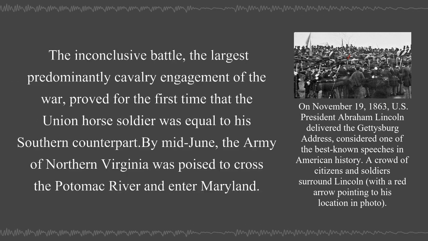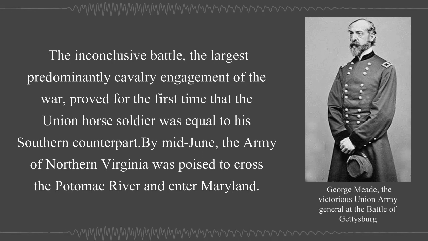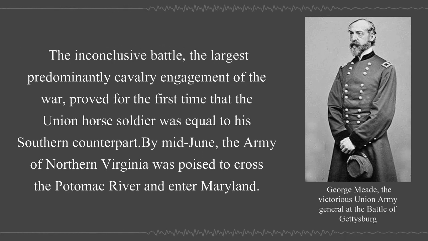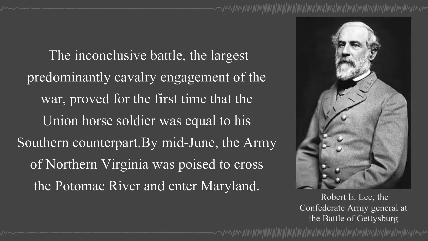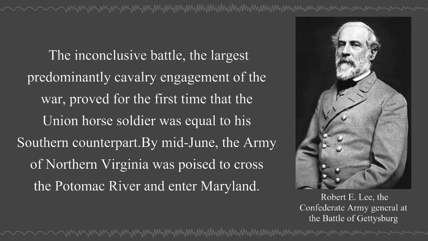The inconclusive battle, the largest, predominantly cavalry engagement of the war, proved for the first time that the Union horse soldier was equal to his Southern counterpart. By mid-June, the Army of Northern Virginia was poised to cross the Potomac River and enter Maryland.